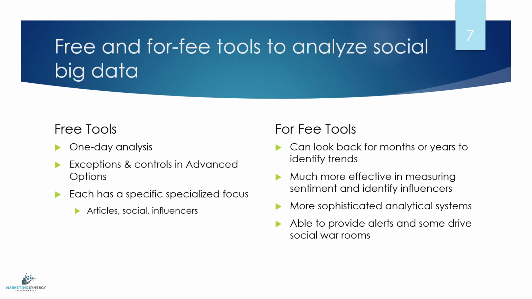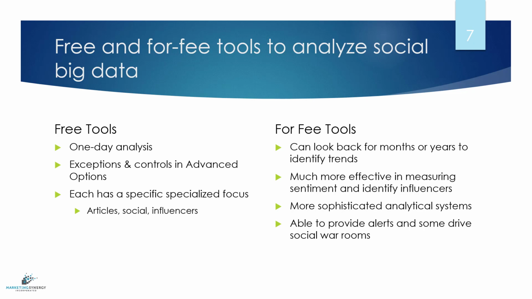The 4 fee tools that we'll be using in class can essentially take a topic profile that we developed with our exact match, proximity match, and exclusion terms, and it can look back for months or years to identify the trends that are happening. We can actually go back to about 2007. You probably don't want to go back that far because social changes so fast, but you could go back a year or 6 months very effectively. It's much more effective in measuring sentiment because it can measure it over time as opposed to a one-time measure. And it also is really excellent at identifying influencers. It's more sophisticated in terms of its analytics capability, as you're going to see.